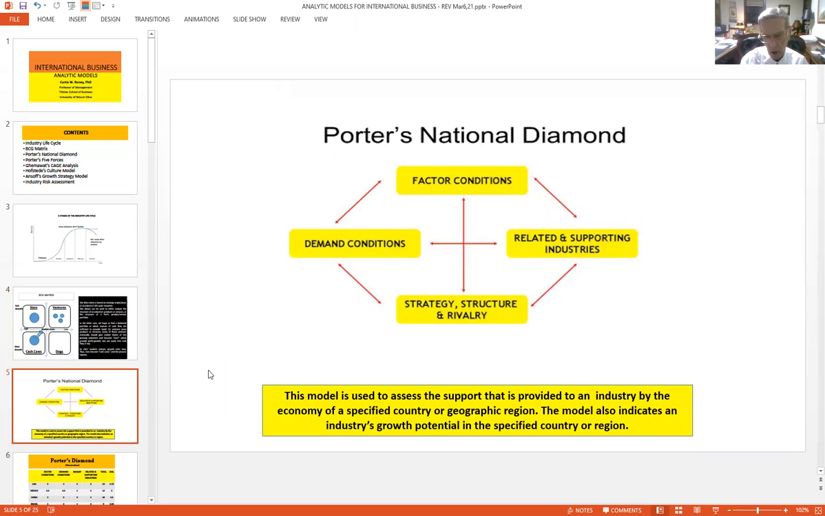Here's a wonderful model given to us by Michael Porter, and he called it the National Diamond. Story has it that Porter, who is a famous professor and specialist in business strategy and economics, a particular division of industrial organization economics.